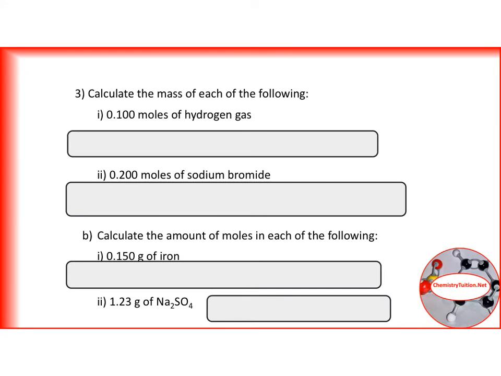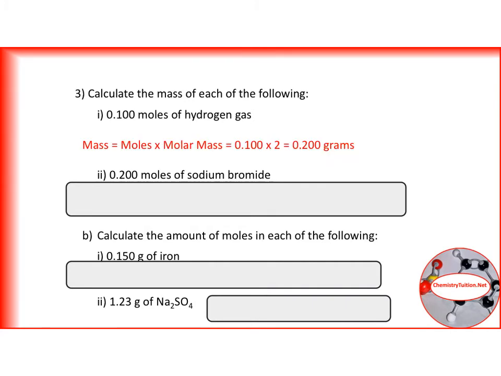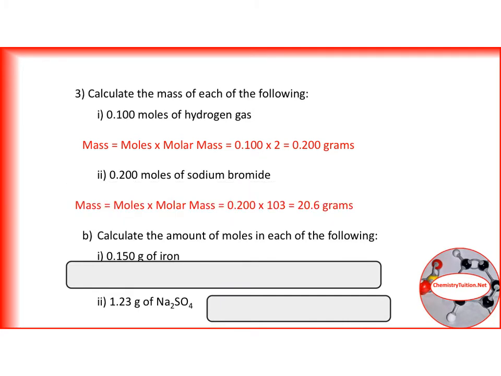So now we're going to calculate the mass of a couple of substances. The first one is we have 0.1 moles of hydrogen gas, so we need to calculate the mass. Mass, of course, is moles times molar mass. Molar mass of H2 is 2, so that gives us 0.2 grams. The molar mass of sodium bromide is 103. We have 0.2 moles, so we times those two numbers together to give us 20.6 grams.